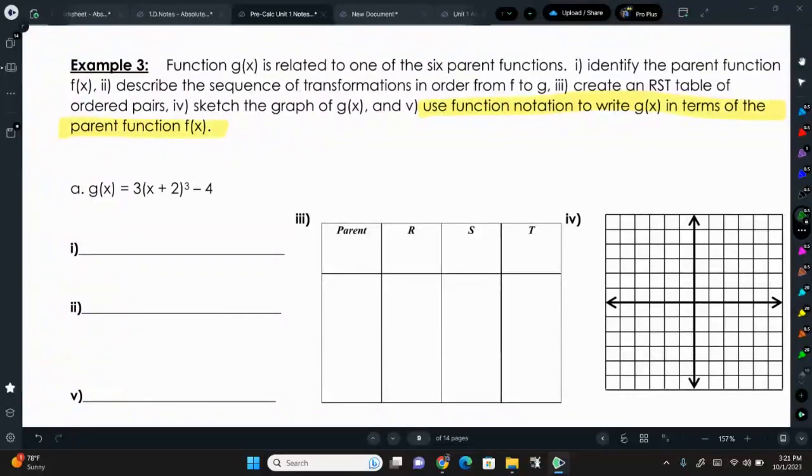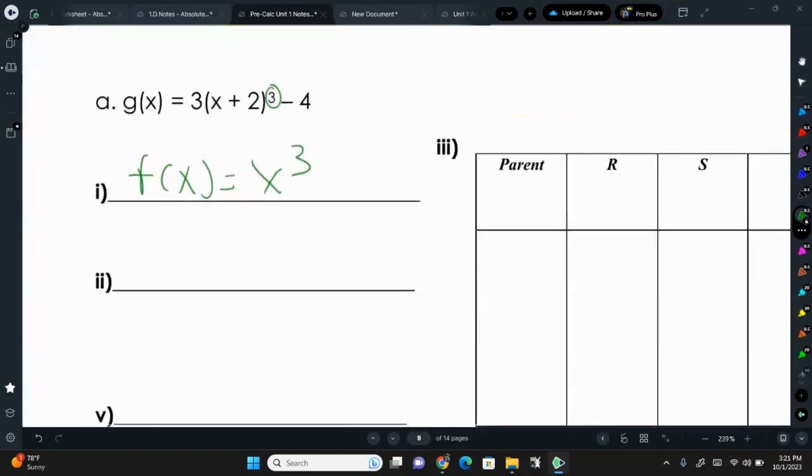All right, so this is a cubic function because we have a third power, so it's f of x equals x to the third. We have no reflections because there's no negative in front. We have a vertical stretch by 3. And then our translation is left 2, down 4.